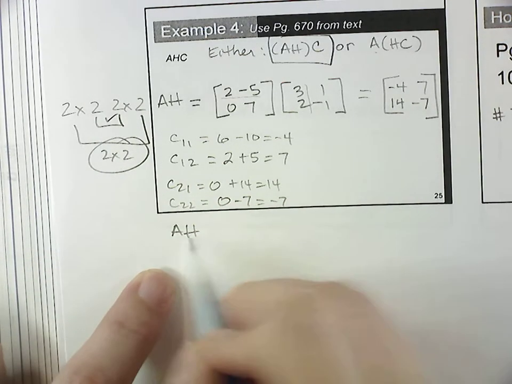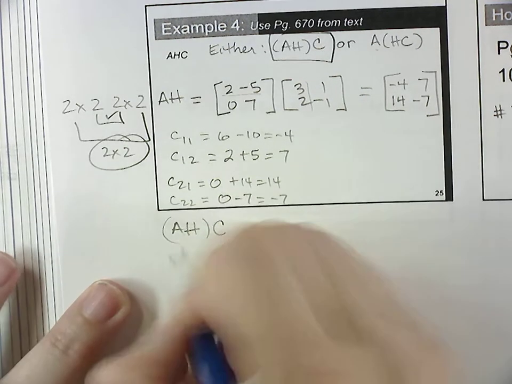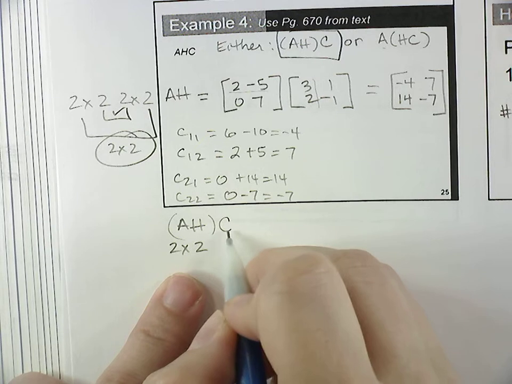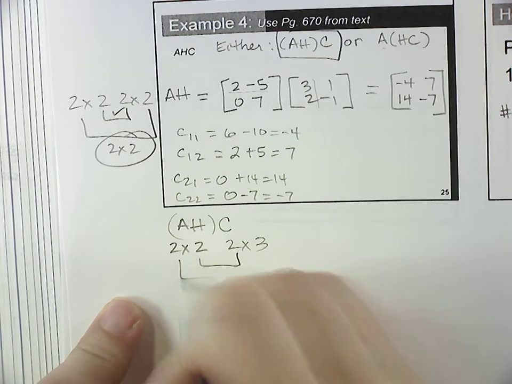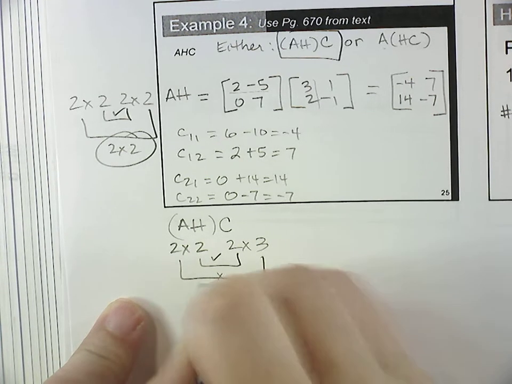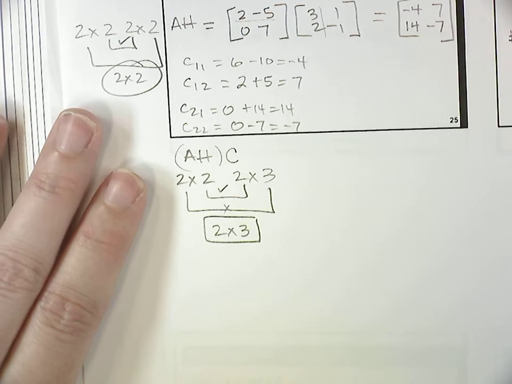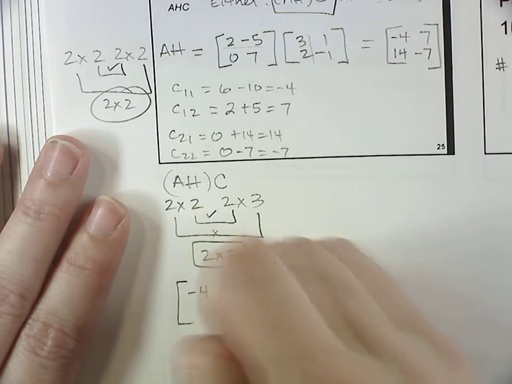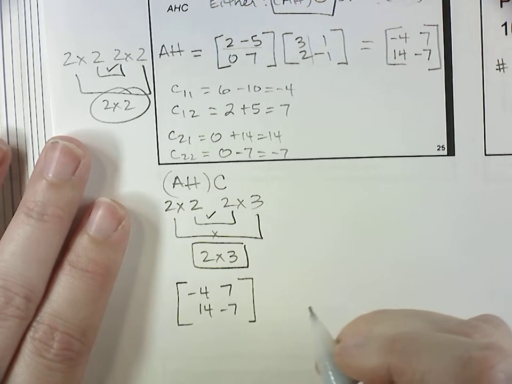Okay, so now we're gonna do, we just did AH. Now we're gonna multiply that by C. So AH, remember that result was a 2 by 2. And then for C, C is a 2 by 3, which means our final matrix is gonna be a 2 by 3. I'm going to take my AH matrix, which is negative 4, 7, 14, negative 7.